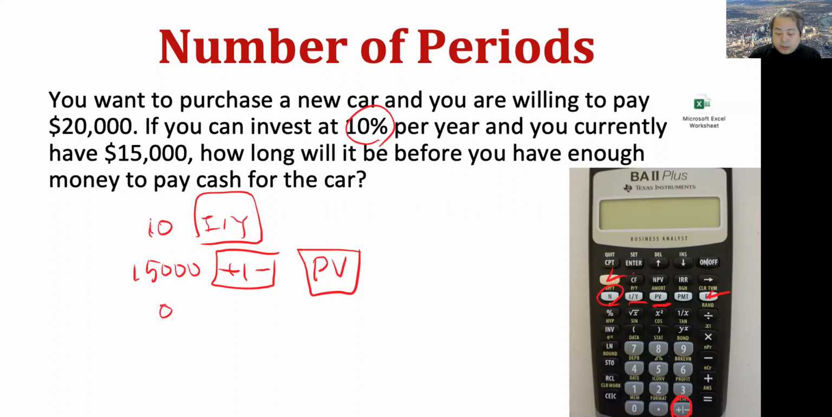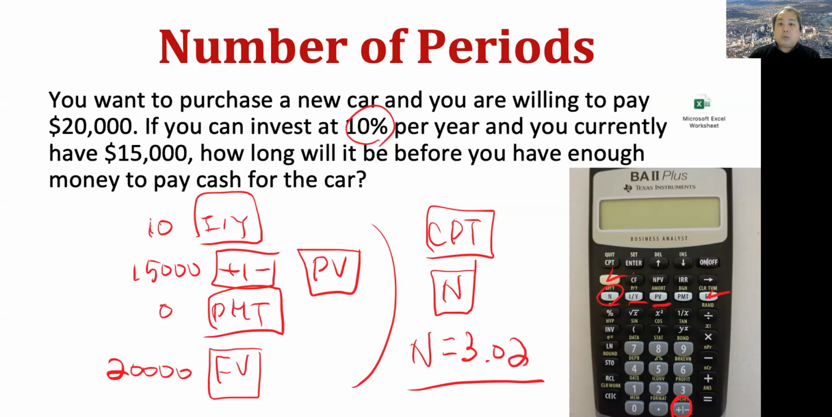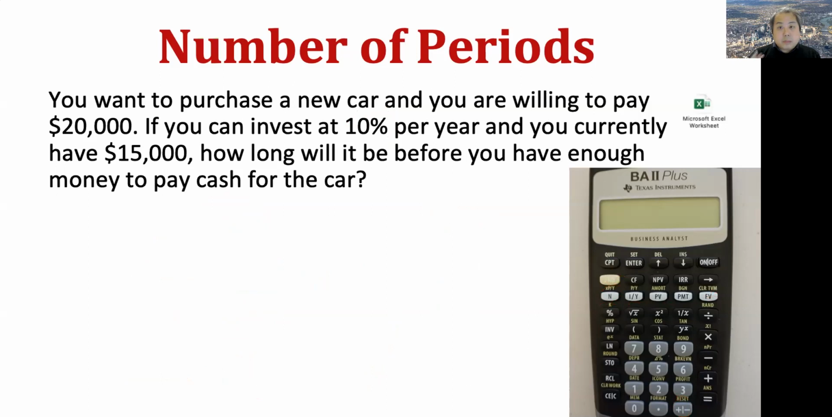PMT equal to 0 for this chapter. And future value is now you want to get 20,000 so that you can buy your car. So you want to receive 20,000 from your investment in the future. Compute N, then you should have N equal to 3.02 years. So that's the number of years. Don't answer 4 years. Answer 3.02 years. That's the right answer.